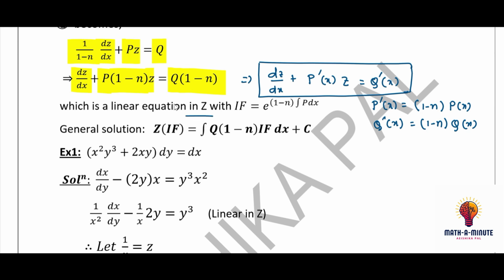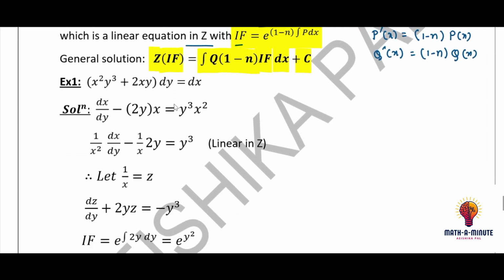This equation is linear in z. So our integrating factor will be e^((1-n)∫P dx), and the general solution will be z times the integrating factor equals ∫Q'(x) times the integrating factor dx + c. In this way we solve this type of problem. Try to understand this method with an example.